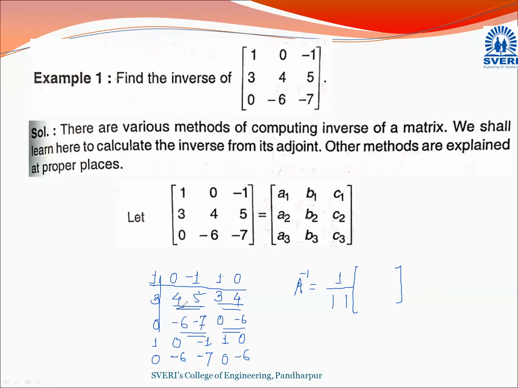Taking minor of these two, 4 into minus 7 plus minus 6 into 5. Write that first element here. Then next, taking multiplication of these two terms, writing here. Then last term, writing next term. Suppose here A, B, C.